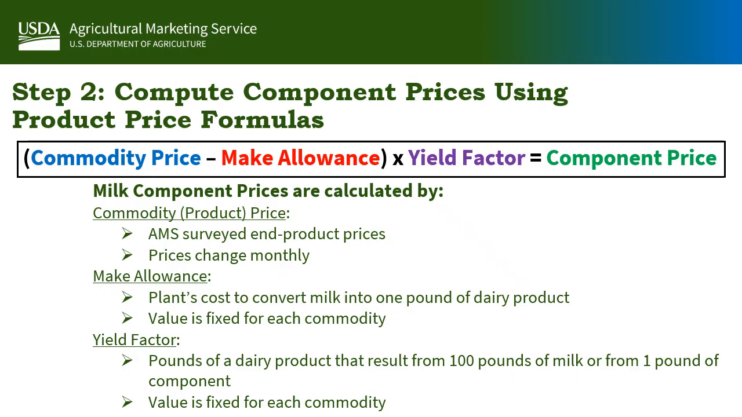Make allowances were updated as a result of the National Price Formula hearing. The updated make allowances were implemented on June 1, 2025. So, to find the component price for butterfat, you subtract the make allowance for butter from the commodity price of butter, then multiply that by the yield factor that represents the pounds of butter that can be made from 100 pounds of milk.